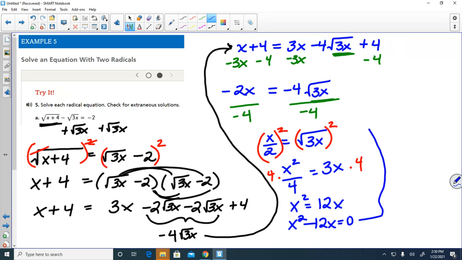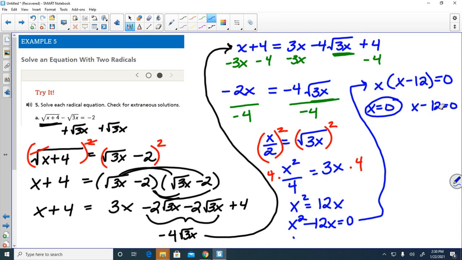Now I need more space. Since it's quadratic, I want to try to factor. There is a common factor of x. So x times x minus 12 equals 0. Set each factor equal to 0. X equals 0. X minus 12 equals 0. So I have one answer, x equals 0. Add 12 to both sides, x equals 12. Woo, that was a lot of work to get two answers.